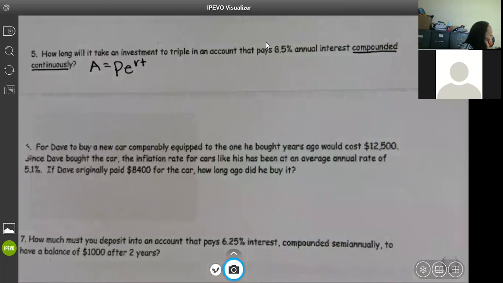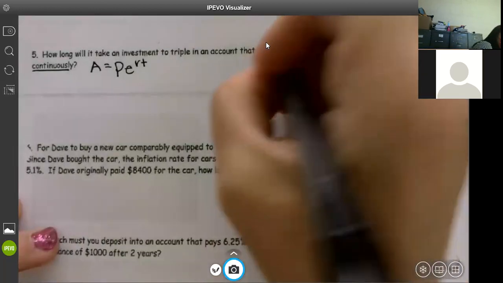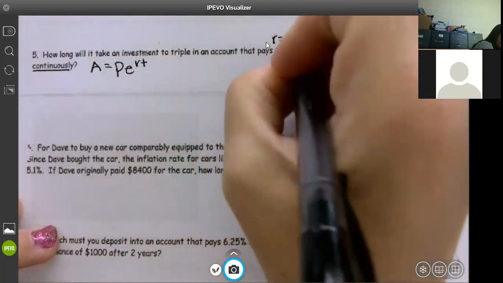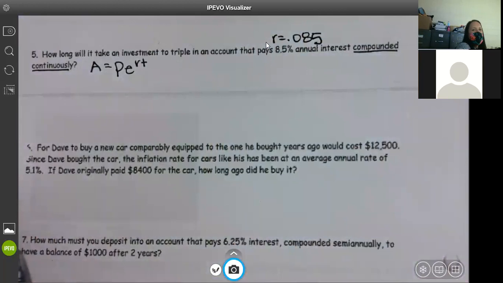It says, how long will it take an investment to triple in an account that pays 8.5% annual interest compounded continuously? So what values do I know? Rate. I know the rate. What's the rate? 0.085. Do I know A or P or T? Well, which one am I looking for? The time. So I have to have something for A and P, right? So what do we know? It's going to triple.